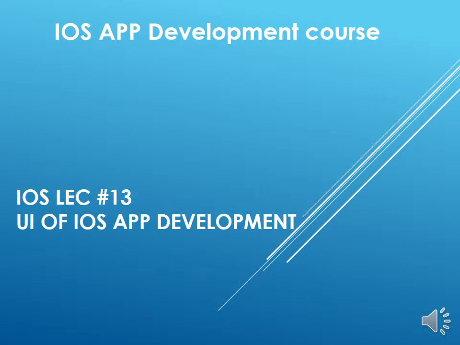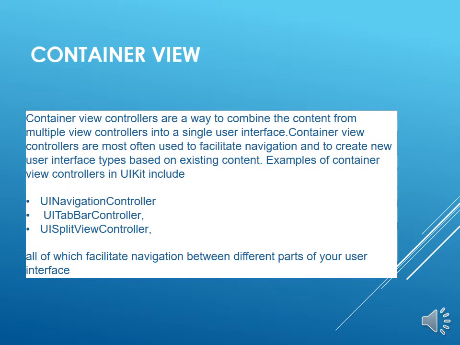So let's get started with today's lecture. First of all we have container view. So what is a container view? Container views are a way to combine the contents from multiple view controllers into a single user interface. Container view controllers are most often used to facilitate navigation and to create new user interface types based on existing content. Examples of container view controllers in UIKit include UINavigationController.